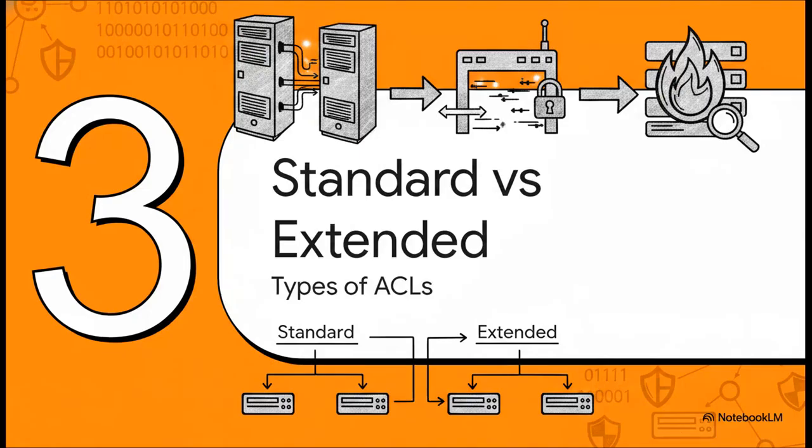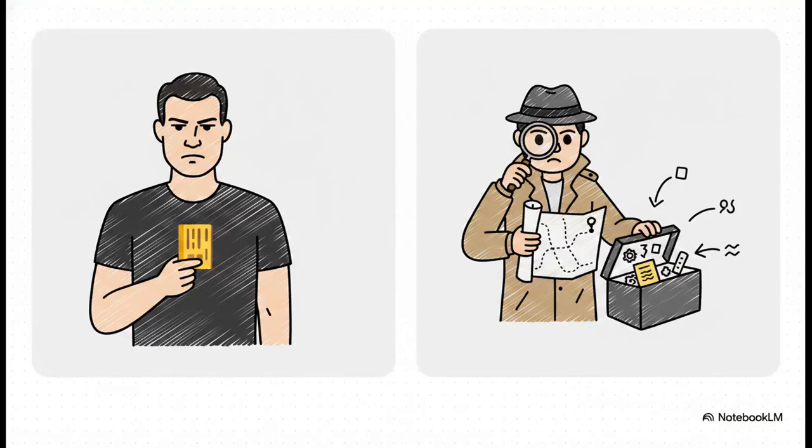Okay, let's jump into Section 3, Standard versus Extended ACLs. There are two main categories of ACLs we need to talk about. Standard ACLs are basically your quick VIP list at the door. They filter traffic based only on the source IP address. They honestly don't care where you're going, just where you came from. It's simpler and it's much faster.